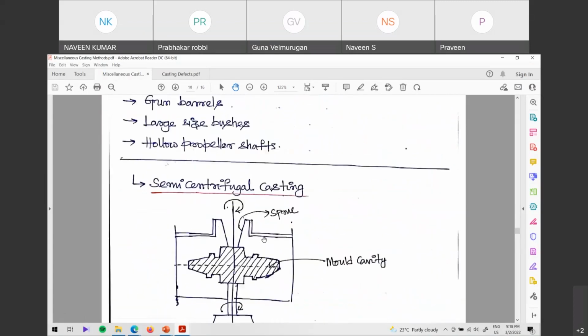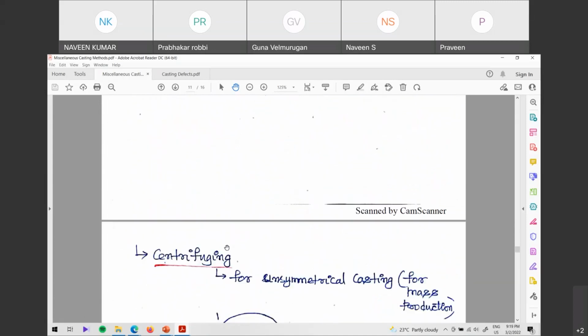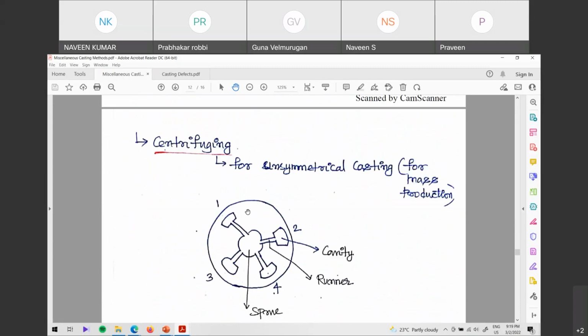Why semi-centrifugal? We are using gravity plus centrifugal force here. Okay, so this is the semi-centrifugal. Next is centrifuging. Wow, this is the next level. What is that?